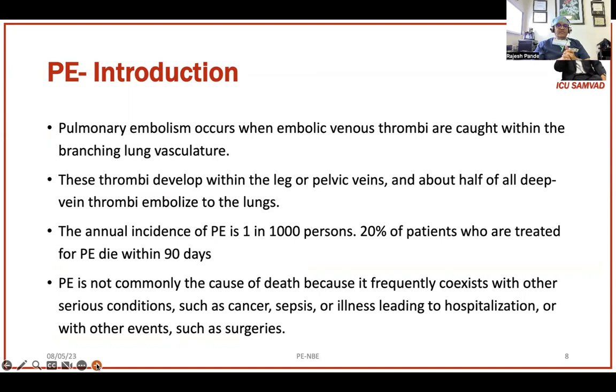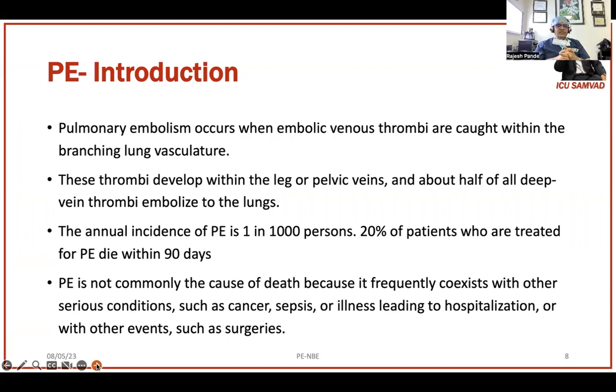In near-term pregnant females, generally they arise from the pelvic vein. So whenever you have a sudden and unexplained collapse in a term pregnant patient or post-delivery, then keep a diagnosis of pulmonary embolism high. About half of all deep vein thrombi embolize to the lung. Annual incidence is high, per 1,000 persons. 20% of patients who are treated for pulmonary embolism die within 90 days.